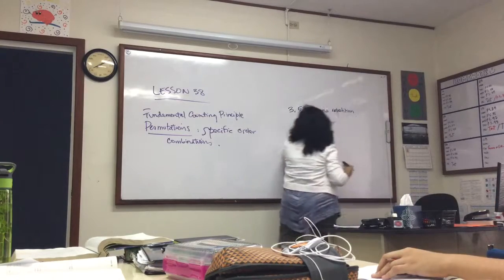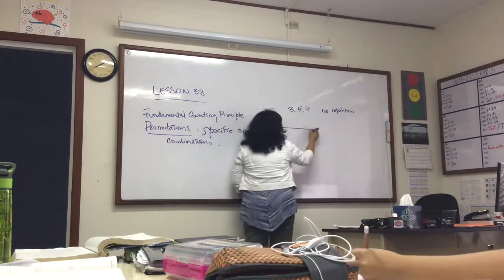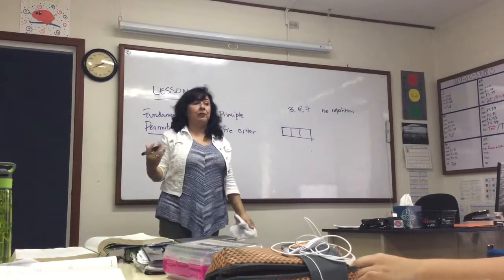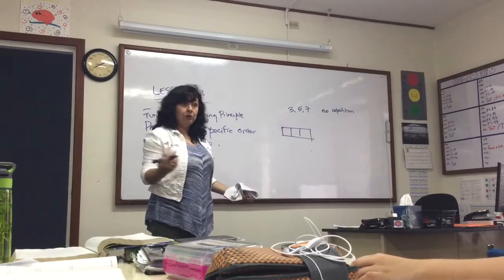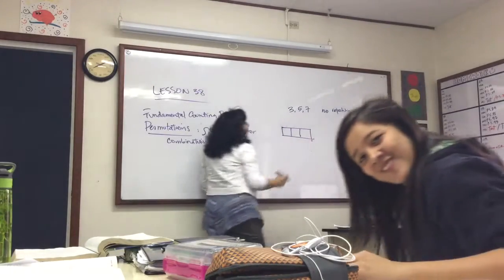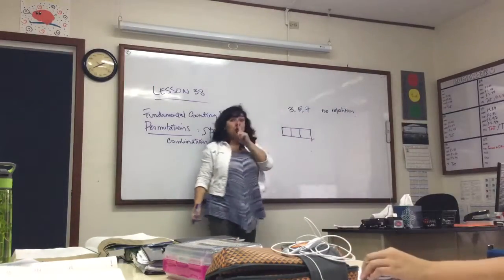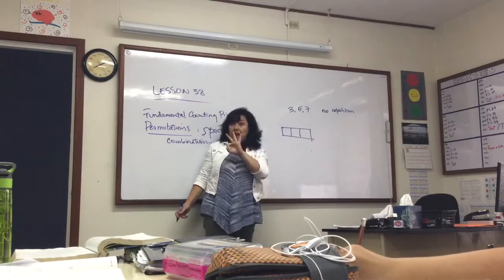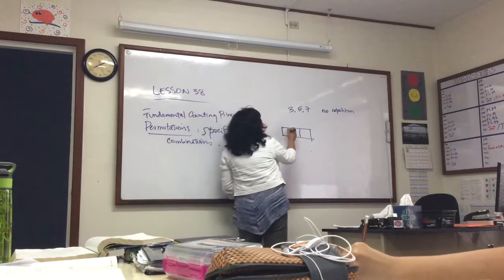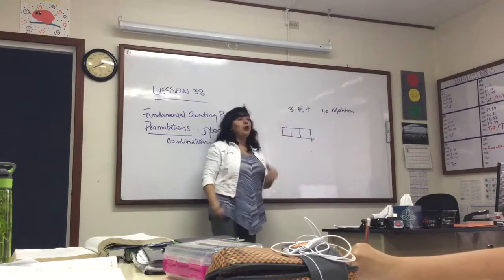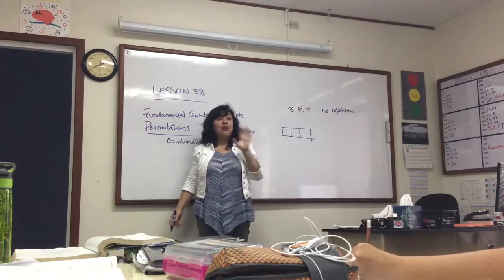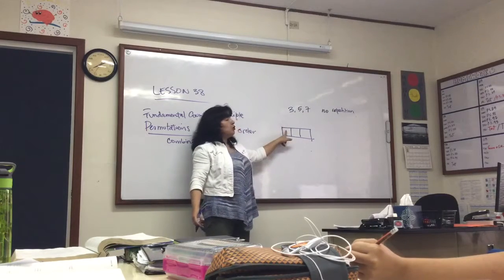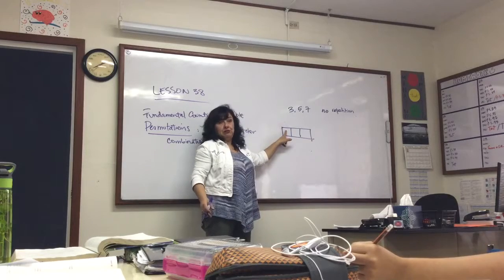is you make little boxes with the number of positions that you have available. In this case, you have 3 positions available, right? And since no repetition is allowed, you put in each of the positions the number of choices that you have. So how many choices do you have in the first position? 3.